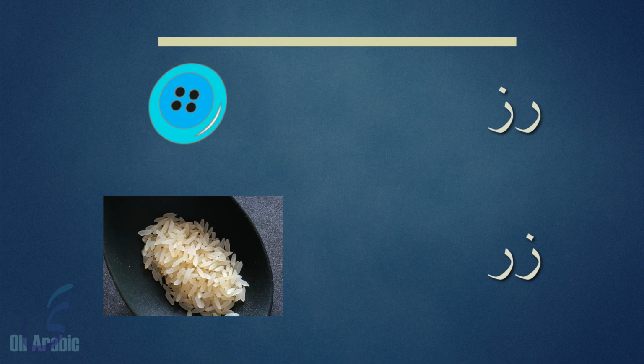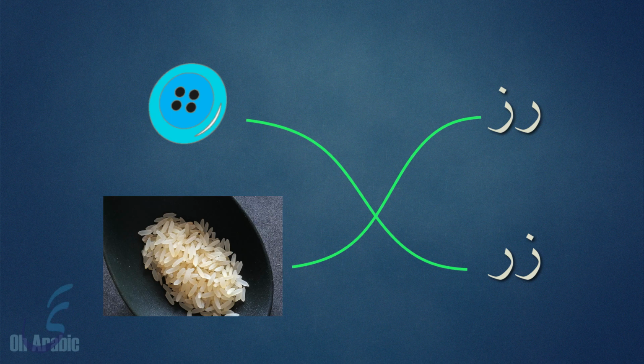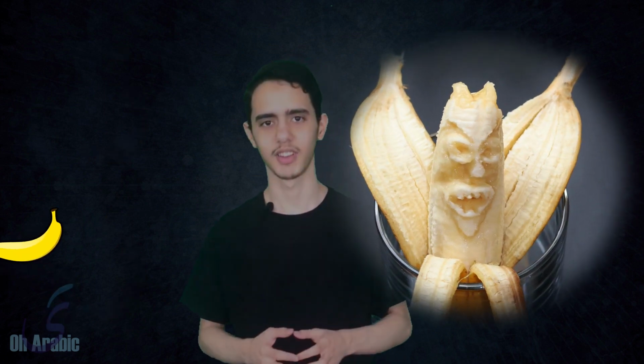Let's match each word with the image that describes it. Notice the timer and pause the video if needed. Riz, zir. These letters are easy. As you can see, their shapes are simple. They look like bananas. Not that one, this one.